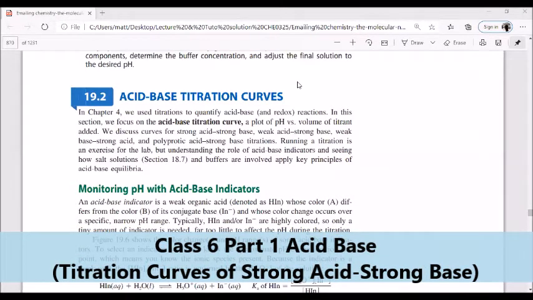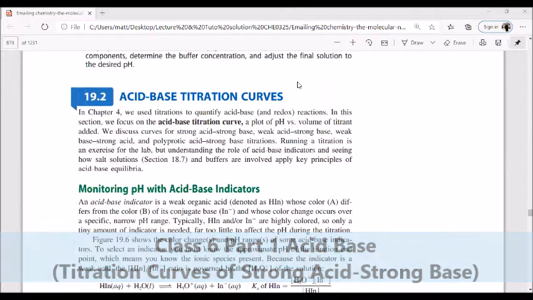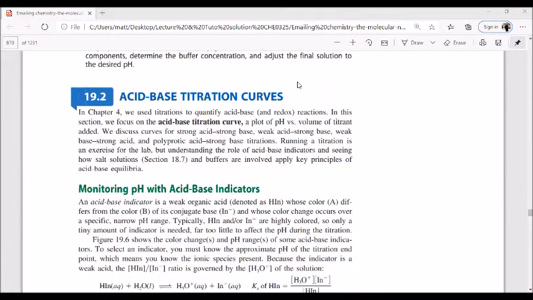Okay, we continue our discussion. Actually, this is the last part of the acid-base equilibria: the acid-base titration curve. You did this in experiment 5. In chapter 4, we used titration to quantify acid-base reactions. In this section, we focus on the acid-base titration curve.